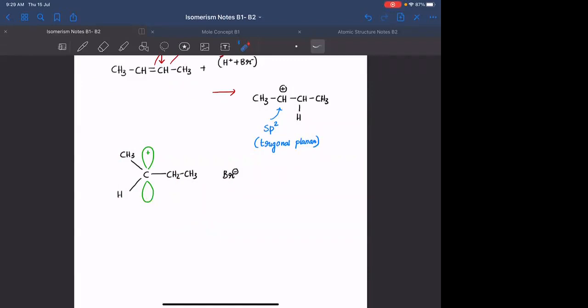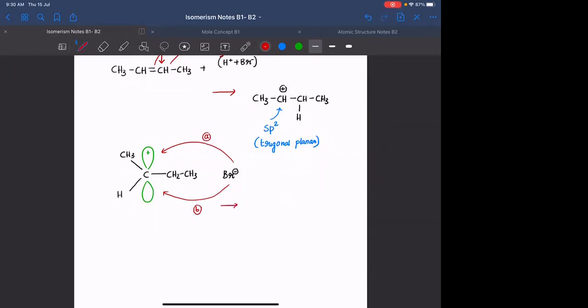It has equal probability. The Br minus has to donate its electrons into this p orbital. The p orbital is above and below the plane, and this is a planar molecule. So the attack of Br minus can be from above the plane or from below the plane. Agreed? Everyone? Okay. So वही show करेंगे यहाँ पे. The attack can be from the top or from the bottom with equal probability. Suppose इसको path A मानेंगे. Let us say this as path B.